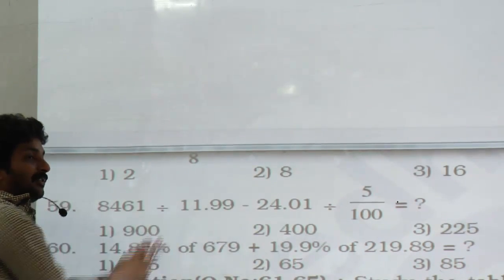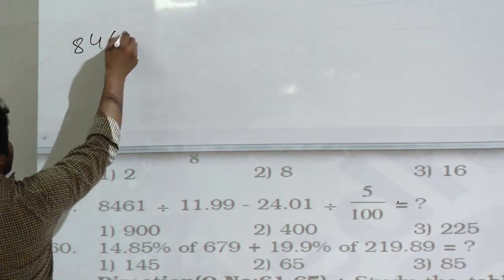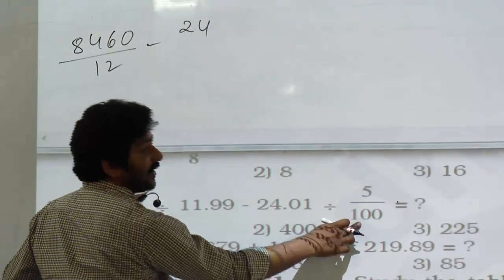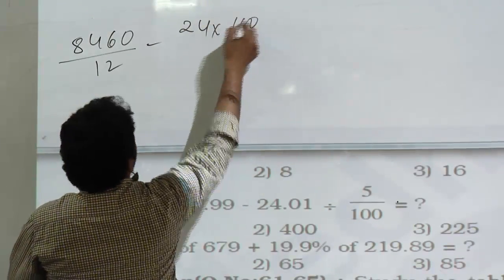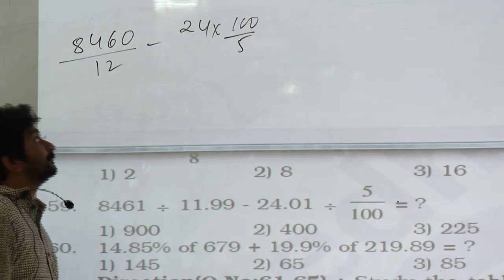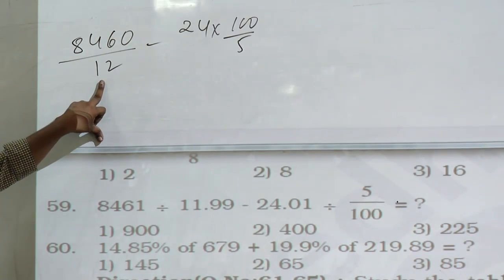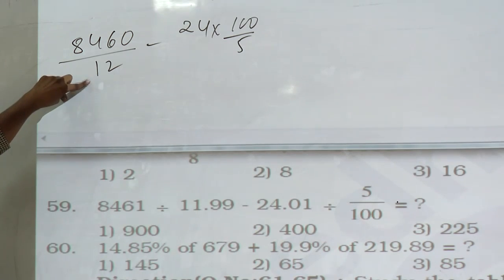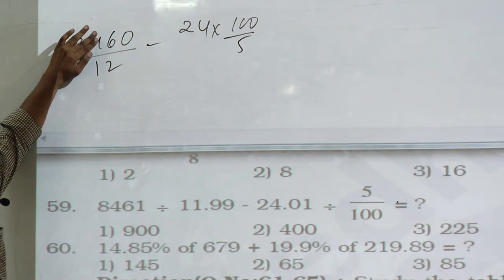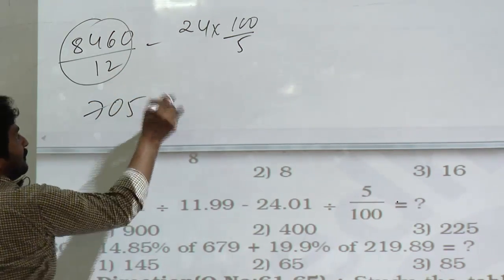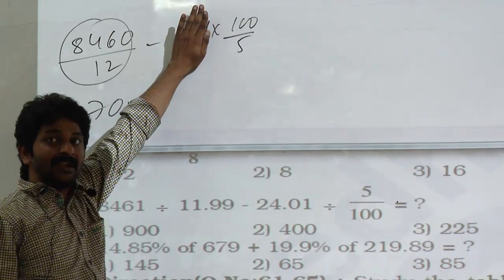8460 divided by 12 minus 24 divided by 5 by 100. I'll write as into 100 by 5 is equal to how much? Right? 12 7 times 70 times 840. 700 times 8,400. 700 times of denominator is 8,400, and apart from that you have 60. How many 12s will be there in 60? 5. So total this value is 705 minus 100 by 5 in the sense 20.